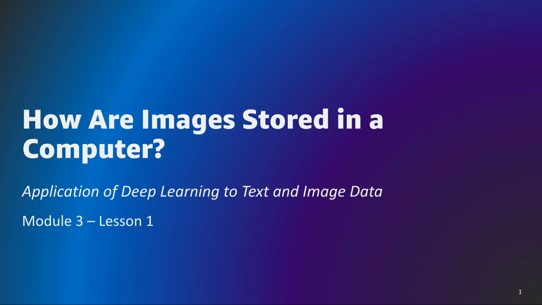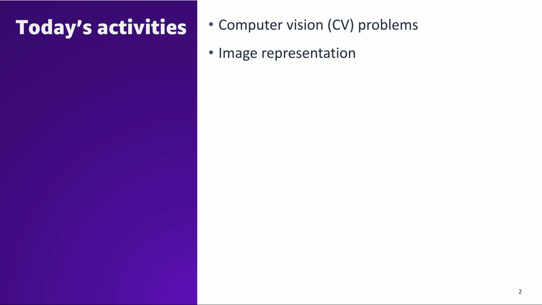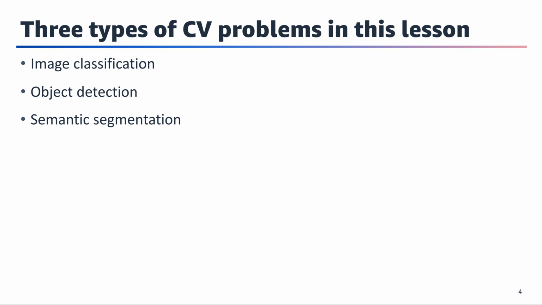In this lesson, we will discuss how images are stored in a computer. Today, we will cover types of computer vision problems and image representation. Before talking about how images are stored on computers, let's look at typical computer vision problems. We will explore what kind of tasks you can solve by using image data. We'll cover image classification, object detection, and semantic segmentation.